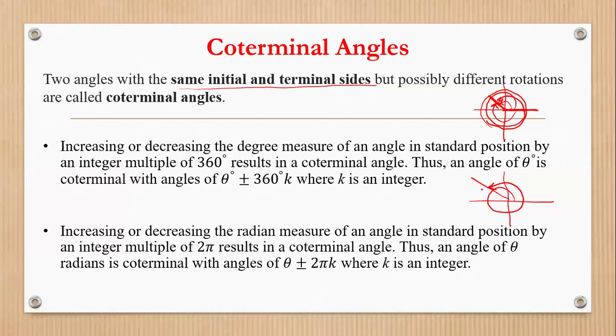So this angle is also a coterminal angle. But you know this angle is above 360 because we passed one rotation. So to find coterminal angles, what do we do? We just add or subtract that angle with the multiples of 360 if it's in degree, or multiples of 2 pi if it's in radian.